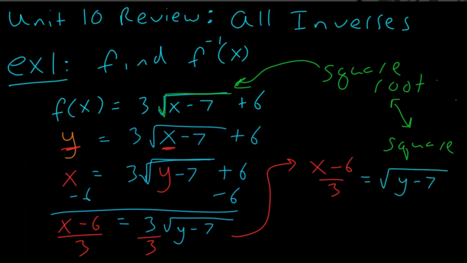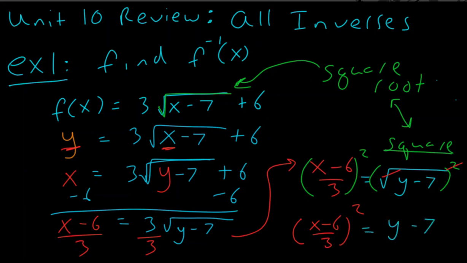Now then, this brings us to our big question. What in the world is the opposite of a square root? Well, we said it's a square, which means we put this in parentheses squared, and what we do to the right, we do to the left. On the left-hand side, we now have x minus 6 over 3 squared, and our square root and our square cancel, and this leaves us on the right-hand side, y minus 7.